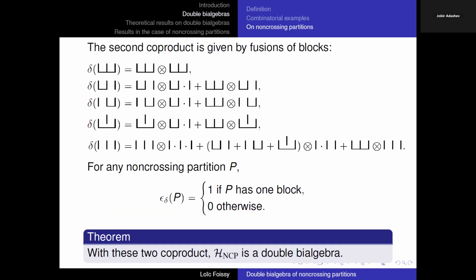So for the second coproduct, what you can do on the left is to melt together, in some sense, to give a fusion of several blocks.